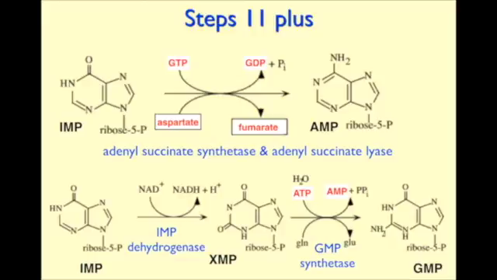From steps 11 onwards, we have IMP converted to AMP, which goes to ADP and ATP, and IMP converted to GMP, which then goes to GDP and GTP. You don't need to know the enzymes involved in this. What you do need to know, be aware of, is that there's cross-regulation. So GTP drives this reaction forward, and ATP drives this reaction forward. It's cross-regulated in that ATP is produced here and acts here, and GTP is produced here and acts there.